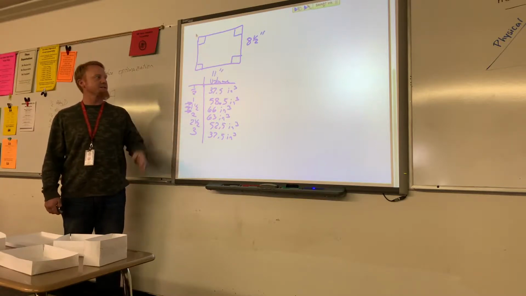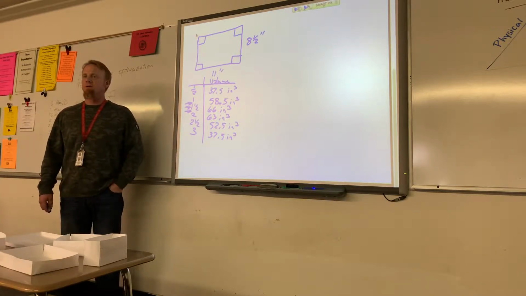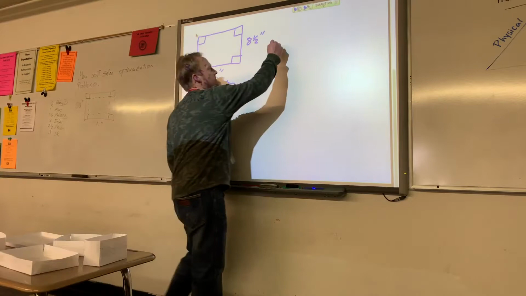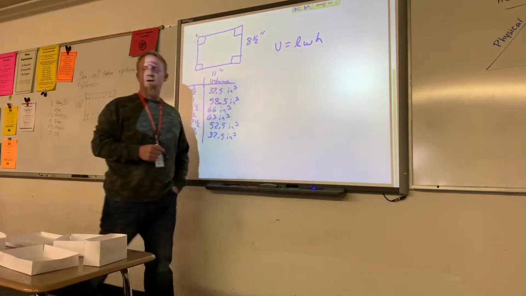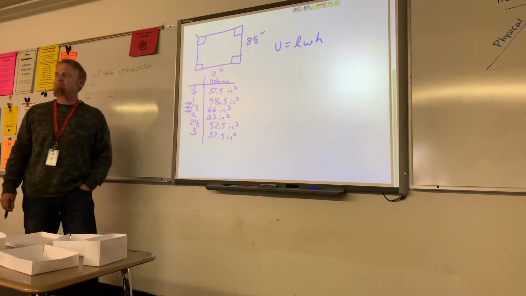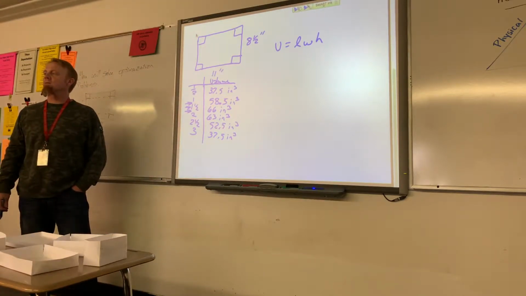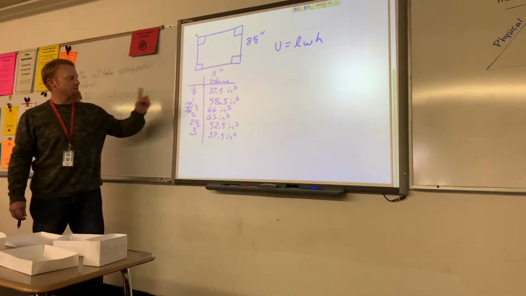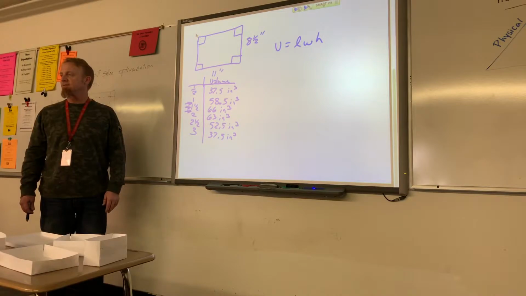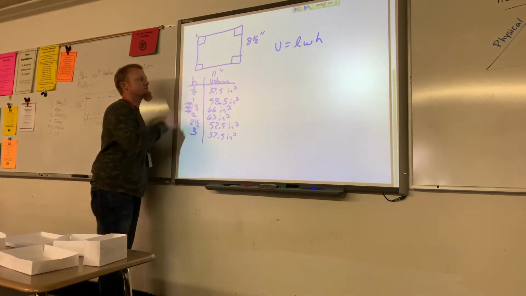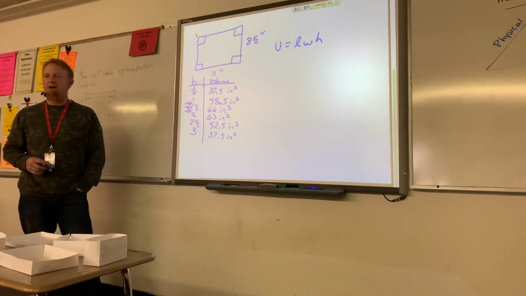Okay? So how did you guys find the volume of this? All right, so we'll start off with volume equals length times width times height. Then what did you do? He found the height times the dimensions of the first cut off. So the amount I had you cut off, what did that end up being? The height. So this was my h.